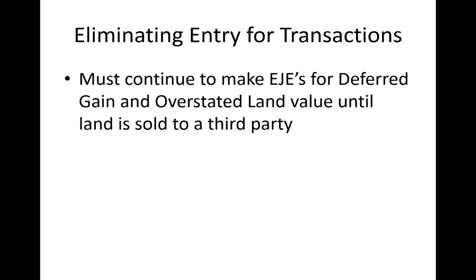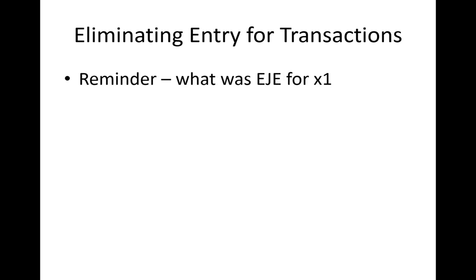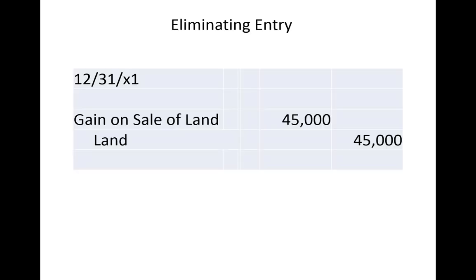And what we must do, because remember that the EJEs don't necessarily post to the parent's records or to the sub's records. So once we consolidate, they get posted for consolidated financial statement purposes, but they don't stick or post permanently to anyone's records. So we're going to have to continue to make certain EJEs until the transaction is completed and sold to third parties. And this is one of those. A good guide for us is what do we do the first year? If you remember correctly, we debited gain on sale of land and credited land for $45,000.